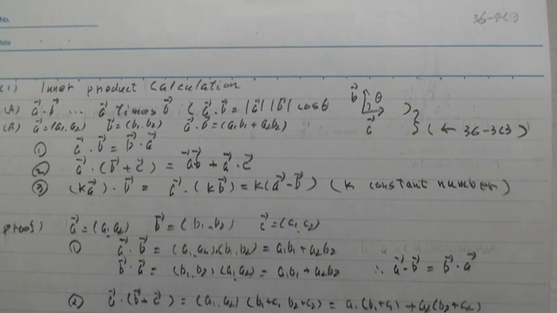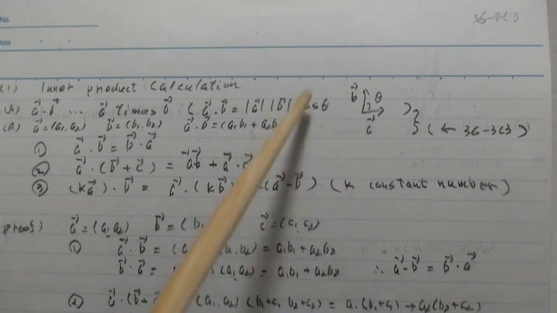Hello everyone, number 36, branch foil 3, process 1, in a product calculation. Vector A, vector B, the inner product of vector A and vector B. By definition, A·B equals the absolute value of A times the absolute value of B times cos theta, where theta is the angle between vector A and vector B.